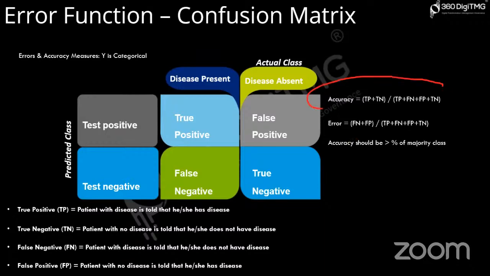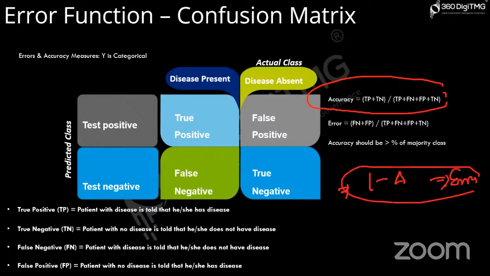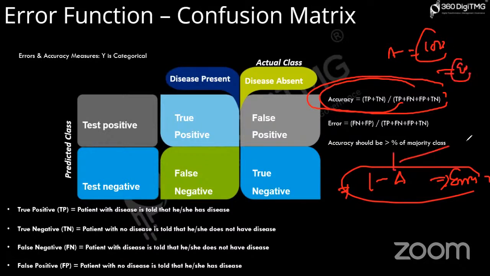So that is accuracy. And if you want to calculate, you can simply say 1 minus accuracy is equal to error rate. Accuracy will be 100%, right, normally. So whatever the accuracy you are getting, whether it is 90% or something like that, you can simply subtract from 1, and you will get the error rate of that particular model.